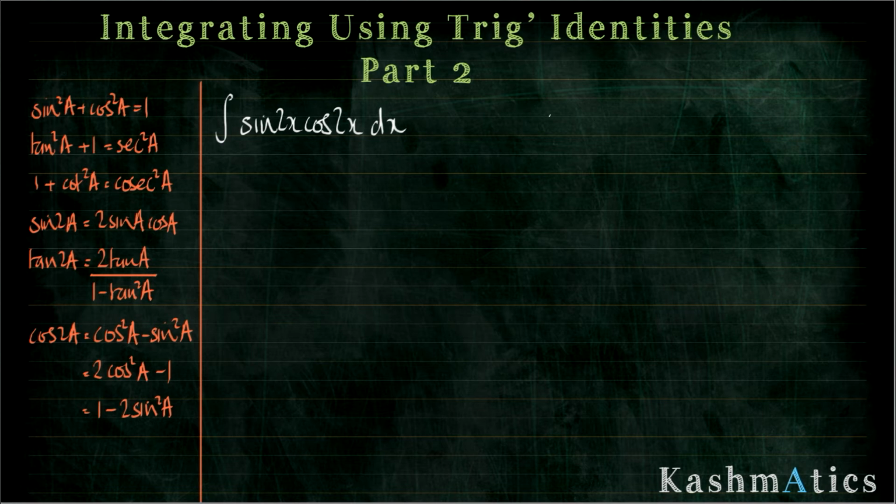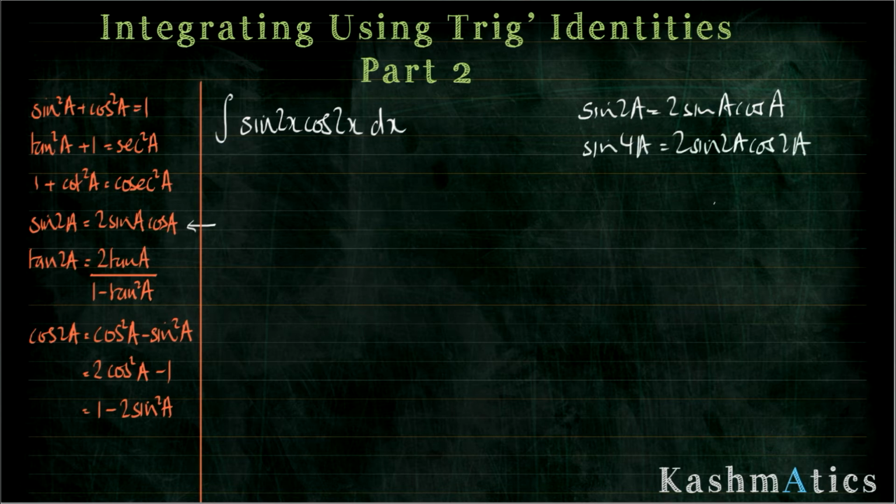Right, so here we've got a slightly different integral. We need to think which of these identities on the left looks most similar to this here. Hopefully you'll see that it looks like that one. But we do have a slight difference. Here we've got sine 2a equals 2 sine a cos a, but here we've got sine 2x cos 2x, which means the identity we actually need isn't sine 2a equals 2 sine a cos a. It's actually sine 4a equals 2 sine 2a cos 2a. It's the same identity, just written with a different angle instead. The angle on the left has to be double the angle on the right.